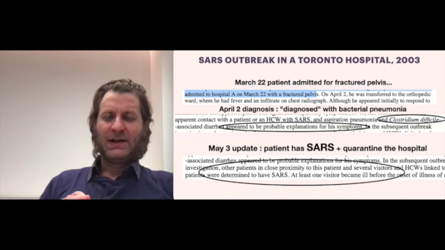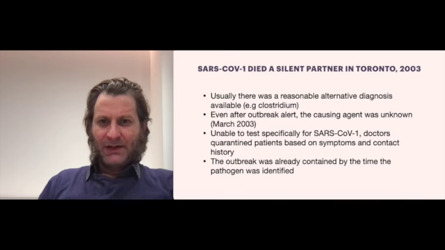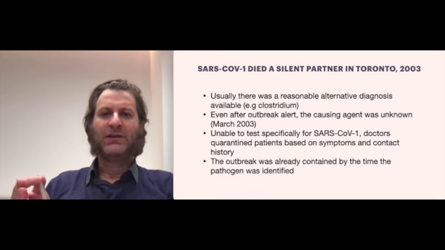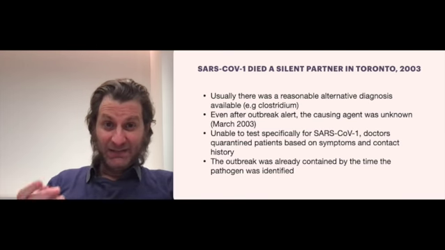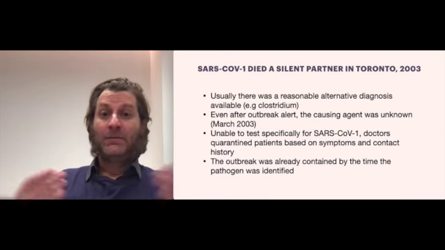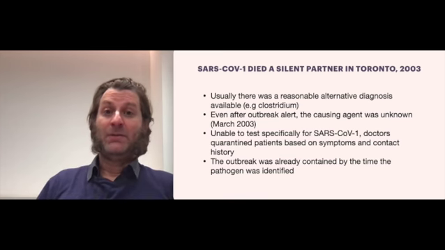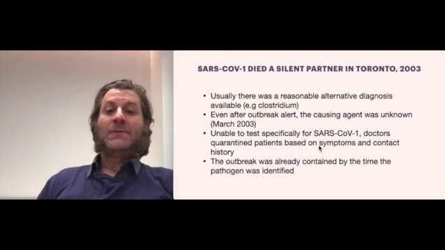I'm going to call this kind of a virus a silent partner. So back in 2003, SARS died as a silent partner. In the initial cases, there was an explanation. But even after they knew there was an outbreak of something mysterious, they didn't know what it was. So they still treated patients and allocated resources based on symptoms alone, and not on molecular tests, because they were unable to test specifically for SARS. So SARS died as a silent partner.